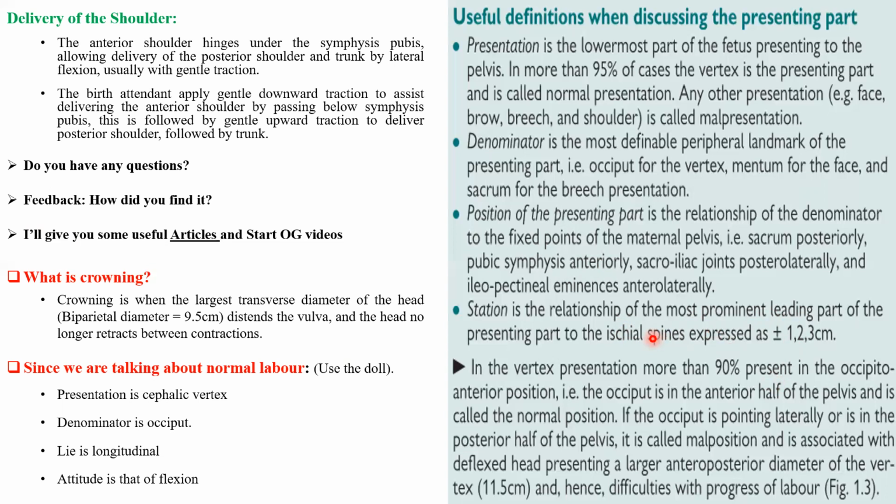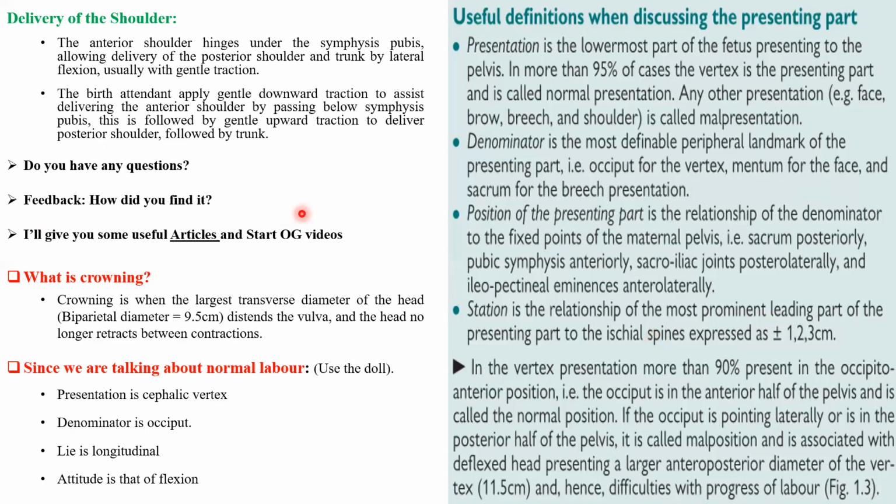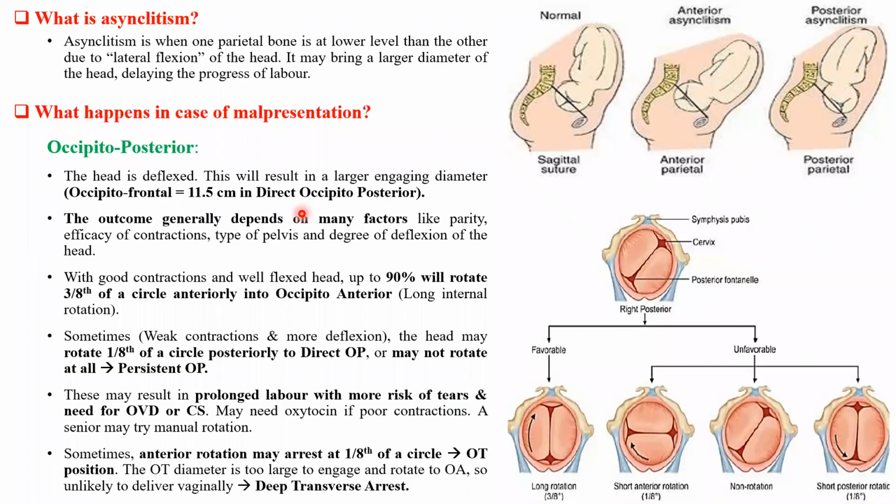As we said, in vertex presentation, the most common is occipito-anterior. 90% of the cases will be in occipito-anterior position. But in some cases, there will be malposition of the head, which is called occipito-posterior. So the presentation is still cephalic presentation, but it is a malposition of the head. So instead of being occipito-anterior, it is occipito-posterior presentation. In occipito-posterior, the head will be deflexed. So the problem is in deflection, the flexion of the head.